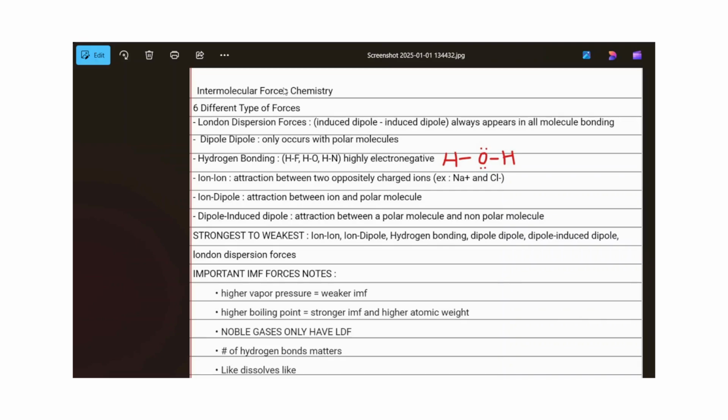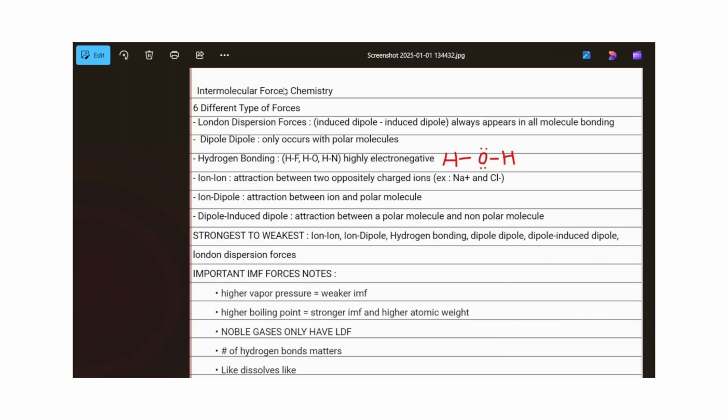So if we had molecule A has like 200 degrees and then molecule B has 300 degrees, molecule B in this case has stronger intermolecular forces and is also going to have a higher atomic weight. Noble gases, they only experience LDF, which is London dispersion forces. So that's kind of like something to keep in mind if you have any multiple choice questions and you see that they only have London dispersion forces.